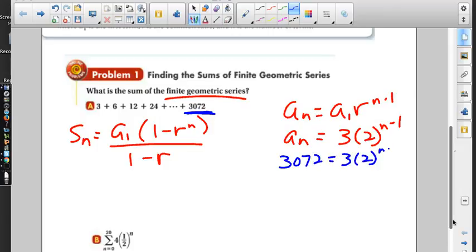Well, now we can work backwards. And we've only got one variable there. Let's see. Well, we divide by 3. So 3072 divided by 3 is how we would start. And that would give us 1024.